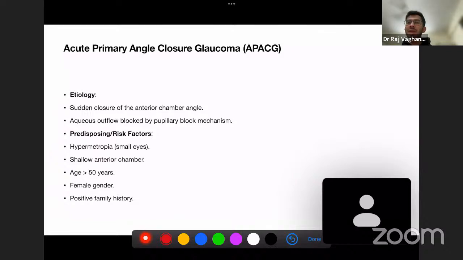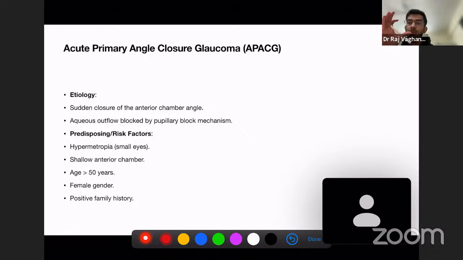Okay, so that was all about primary open angle glaucoma. Now we will discuss angle closure glaucoma, or acute primary angle closure glaucoma. So what is the etiology? The etiology is sudden closure of the anterior chamber angle. That means your chamber angle is suddenly closed.